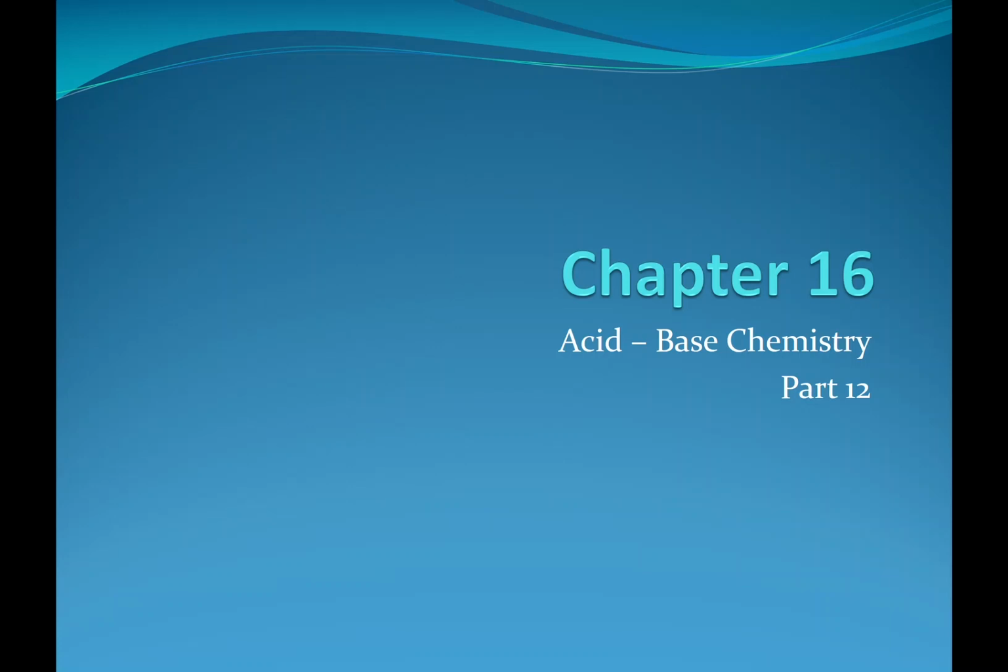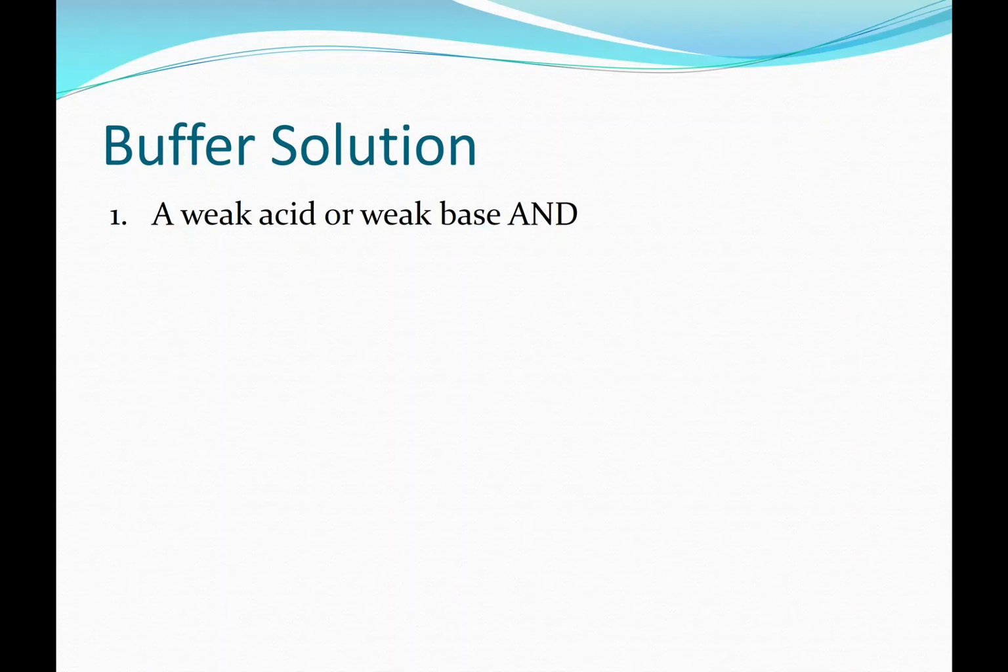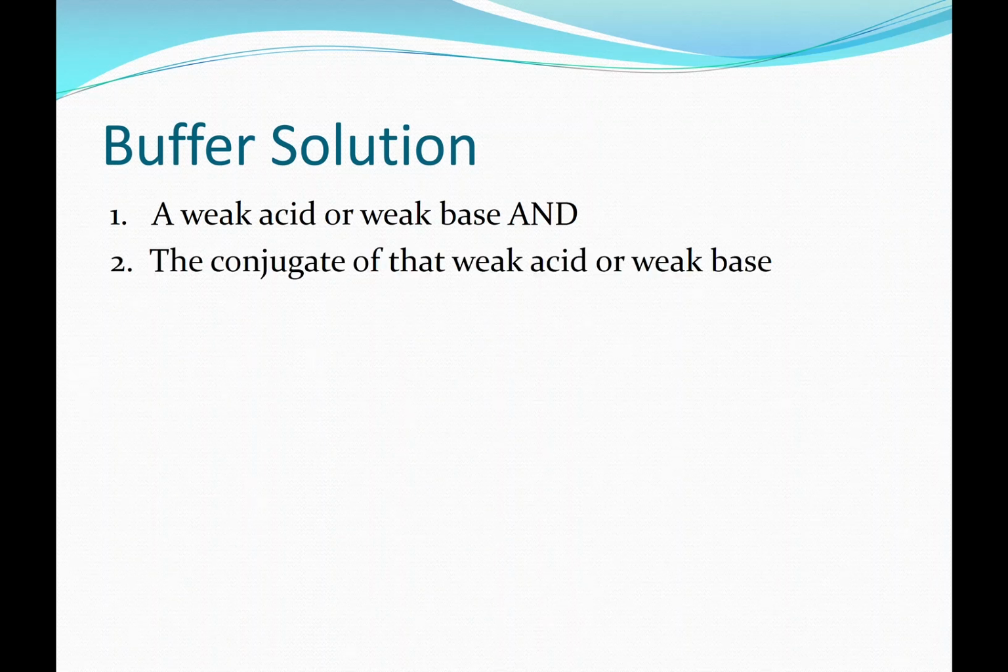Okay, last time we talked about the common ion effect, and what we're going to talk about now is really just an extension of that. We're going to talk about buffer solutions. So a buffer solution will happen when you have a weak acid or a weak base, and in that same solution, you also have the conjugate of that weak acid or that weak base. So if we have a weak acid, we need the conjugate of that weak acid. If we have a weak base, we need the conjugate of that weak base. And when we get that, we get what we call a buffer solution.